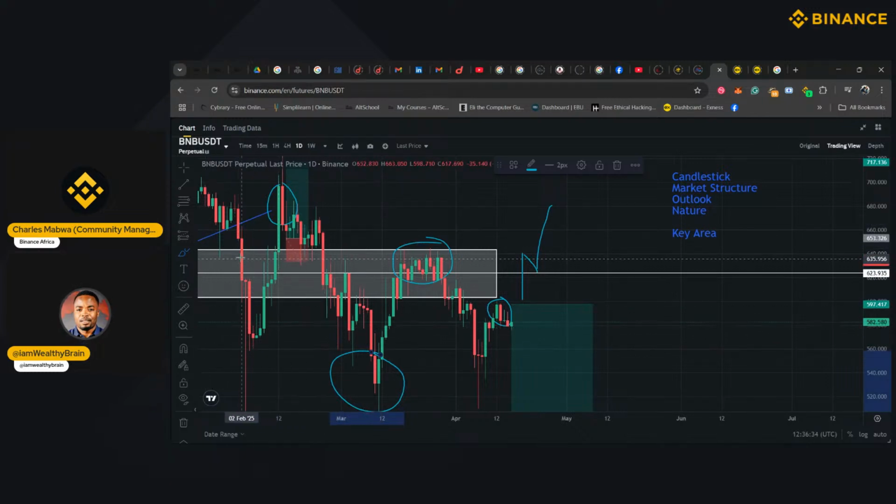Are you a scalper? Are you a day trader? Are you a swing trader? Or are you a position trader?